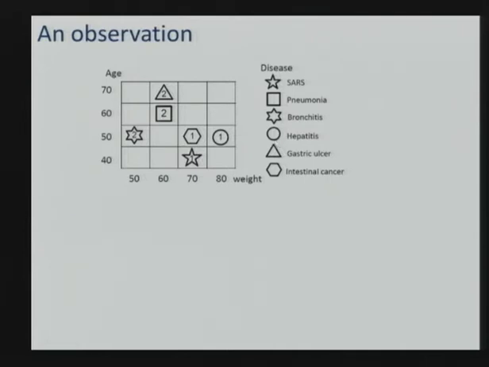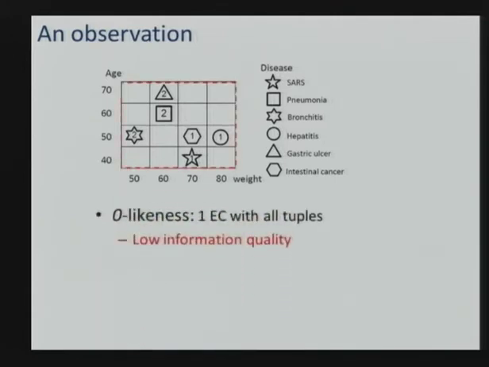To satisfy zero likeness, that is beta equal to 0, we need to take all the tuples and form a single equivalence class. In such a way, the released data will be generalized and distorted, and the information quality of the released data will be very low. If you remember, I mentioned at the beginning of the talk, we would like to minimize the minimum bounding box of each equivalence class to minimize the distortion of the released data.